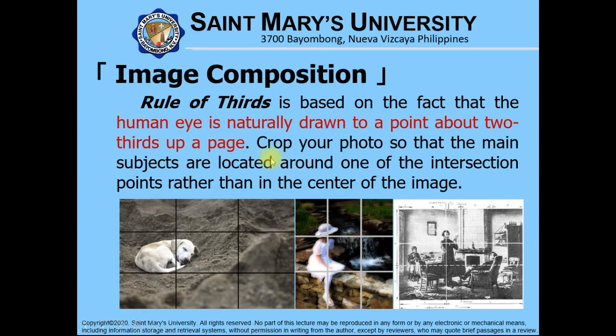point of view. The rule of thirds is based on the fact that the human eye is naturally drawn to a point about two-thirds up a page. With this in mind, you should crop your photo so that the main subject is located around the intersection points of these grid lines rather than at the center. So kindly locate your subject around this intersection point of the grid, similarly with this one, and with this one. This is actually based on the golden section that we discussed in our past lesson and the Fibonacci series.